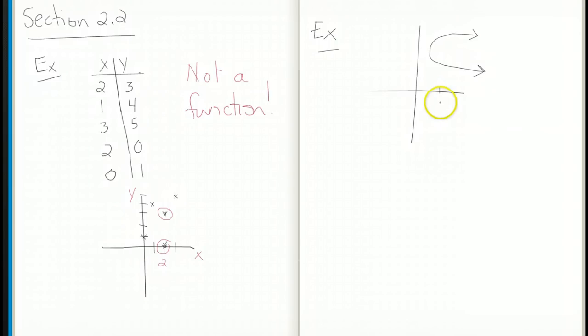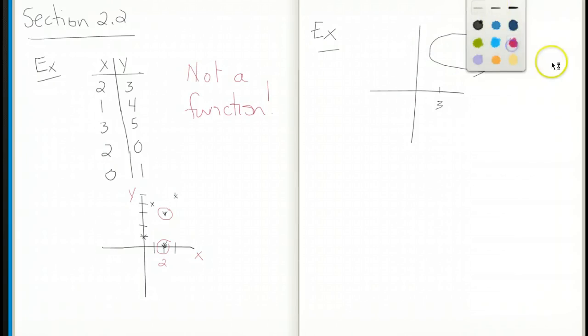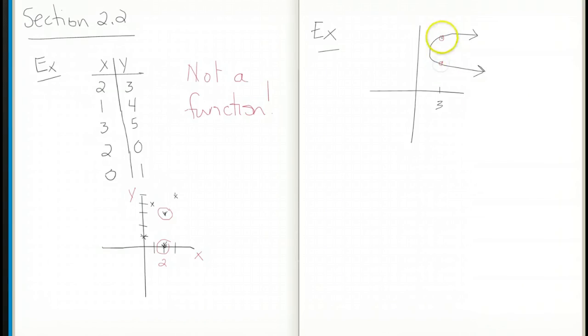So let's take a certain value of x here. I don't even know what this value of x could be. We could just call it something. How about we call this 3? It doesn't even matter. If 3 is your input, how many outputs are there for this relation? Well, let's see. If the input is 3, then there's this point, and then there's this point on the graph, these two points here.